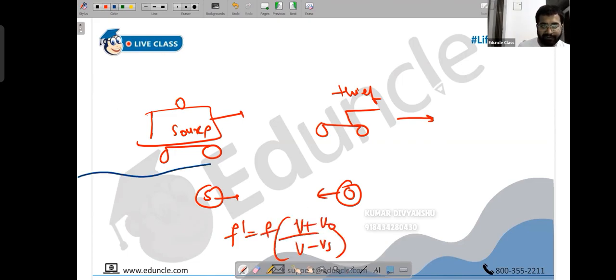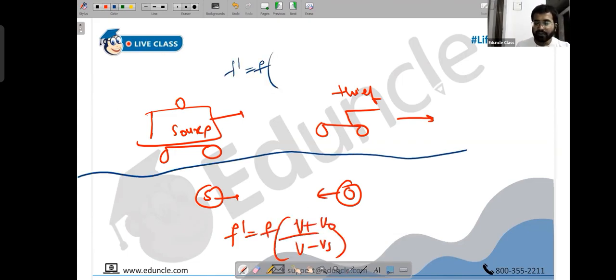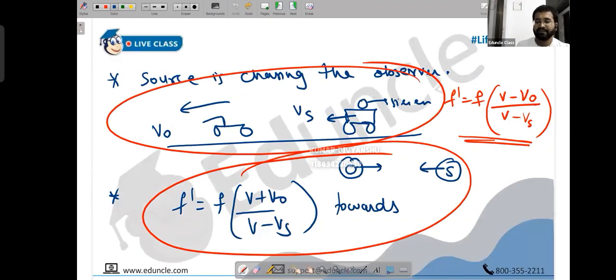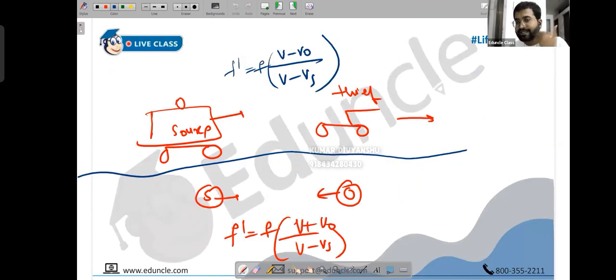So in the problem that they have given us, F dash will be F into whose direction is changed. Obviously, source is again same, so minus VS will remain as it is. But observer, here it was left. Here the observer is on the right. So plus VO will become minus VO. As you see, the formula is not changed. Look at this. V minus VO upon V minus VS. Formula doesn't change. English is important. If source chases the observer, both are minus. And obviously, if observer chases the source, then both are plus.